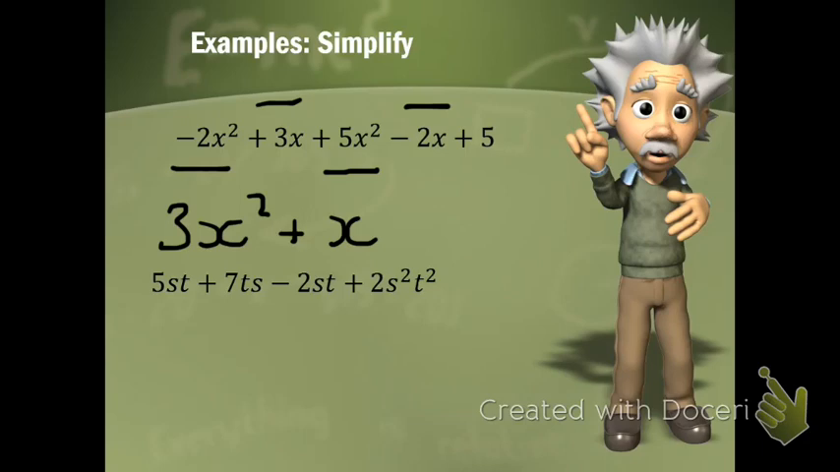And don't forget that constant on the end. That didn't get added to any of them, because none of them are like terms, so we'll just add that one on at the end. So I have 3x squared plus x plus 5.